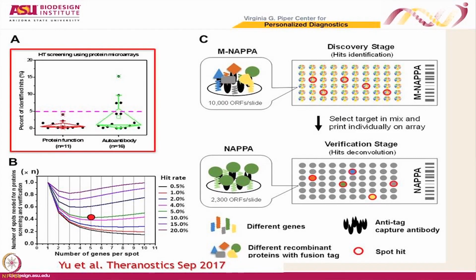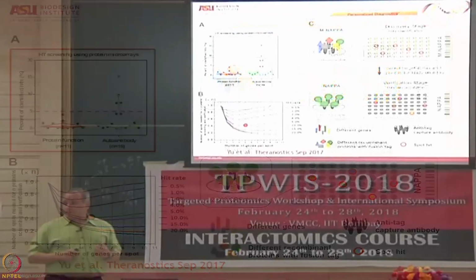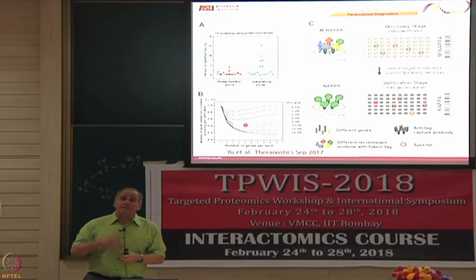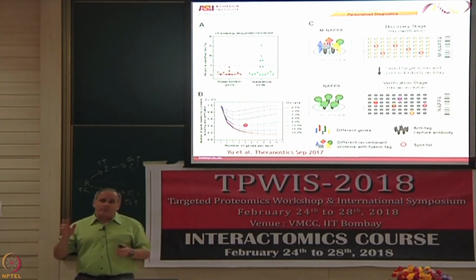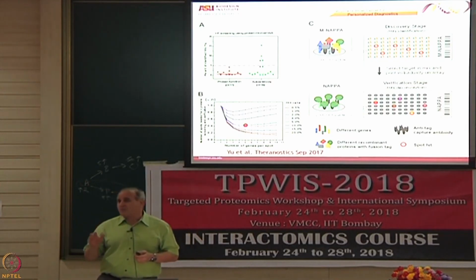And you can see that this is the 5% mark right here. And most of the protein function studies, and well, I would say all the protein function studies and most of the autoantibody studies are down in a couple percent range. Certainly they're less than 5%. So that's promising, right? That means that this strategy could be a big time saver if I can make this strategy work, right?